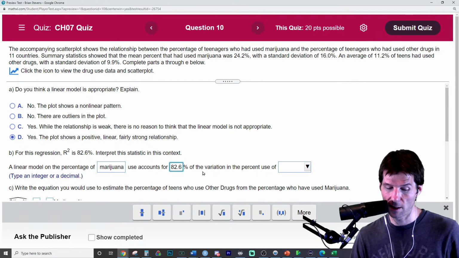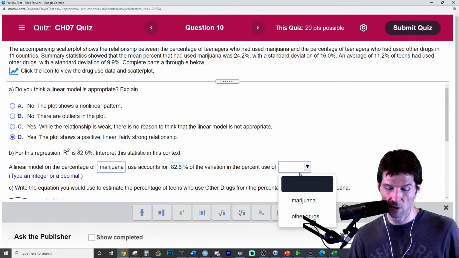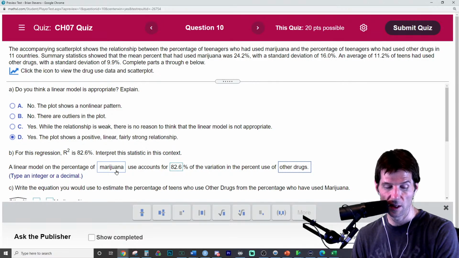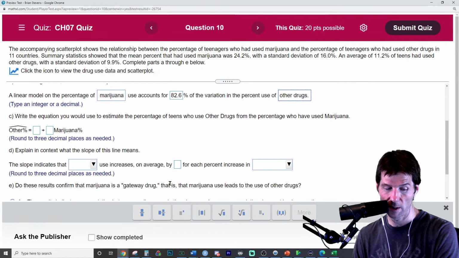They're switching them. I hate that. Of the variation in the % of use of other drugs. So they're saying a linear model using this X accounts for 82.6% of the variation in the use of other drugs. So that's the R squared. I like to say 82% of the variation in other drug usage is explained by marijuana usage. That's the way I like to do it.